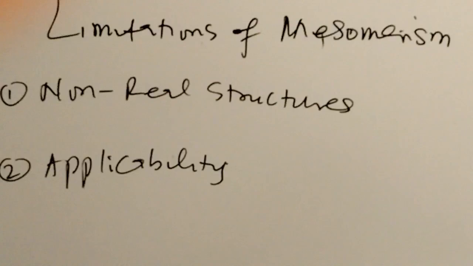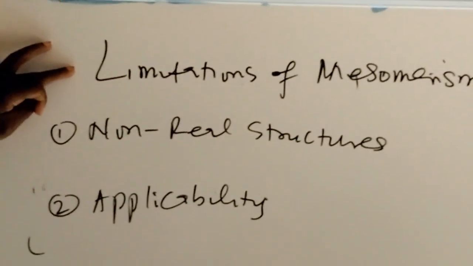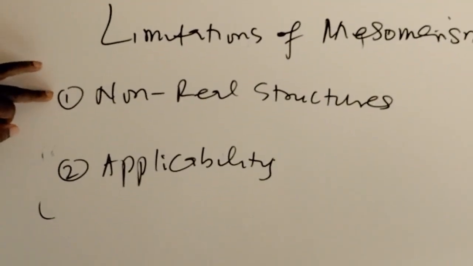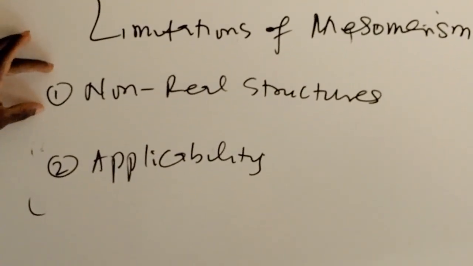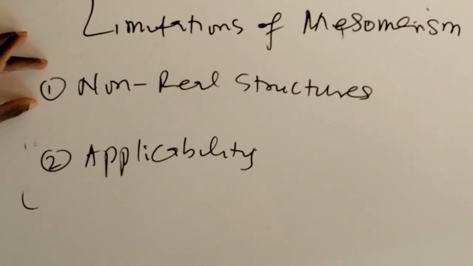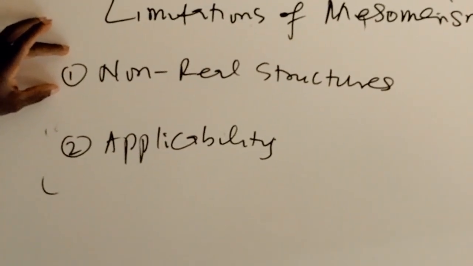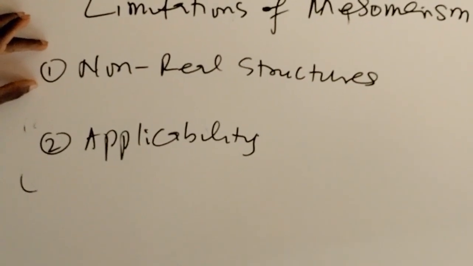So that is it. So we're going over to limitations of mesomerism or resonance. The first is non-real structures. So what do you understand by this? What I mean here is that the resonance structures are not real and do not represent the actual structure. The actual structure is a hybrid of the resonating structures.